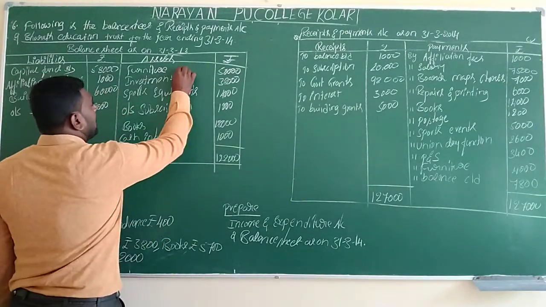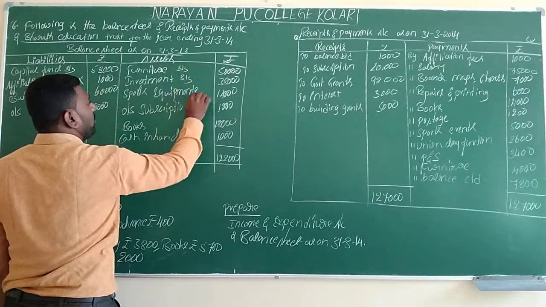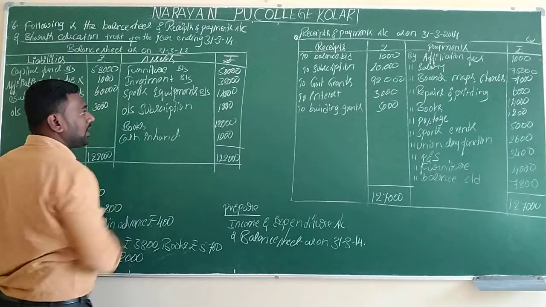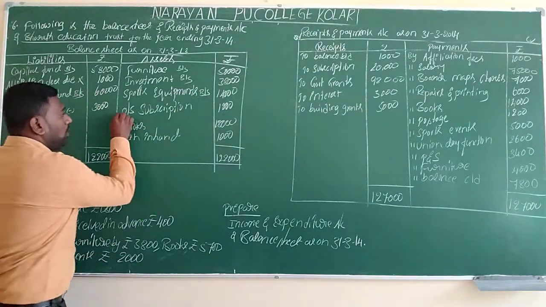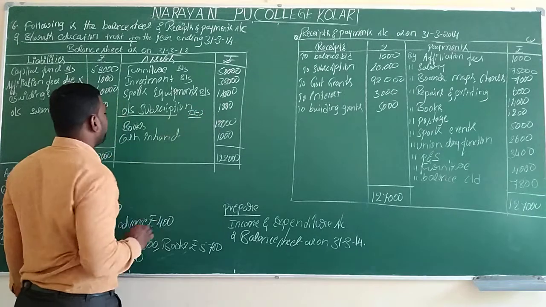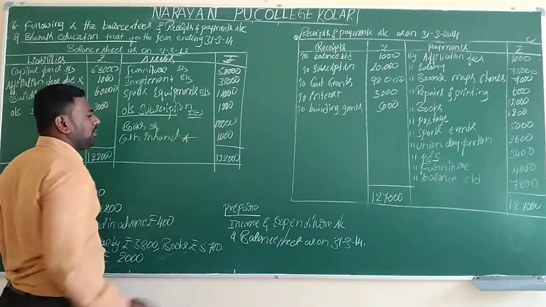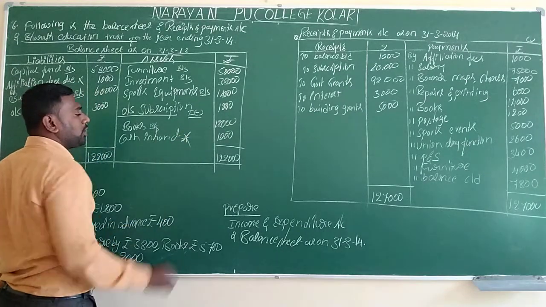Let's come to the asset side. Furniture will come to the new balance sheet. Investment will come to the new balance sheet. Sports equipments will come to the new balance sheet. Outstanding subscription is an income minus. Books go to the balance sheet. Cash in hand we won't consider. We have to ignore this one.